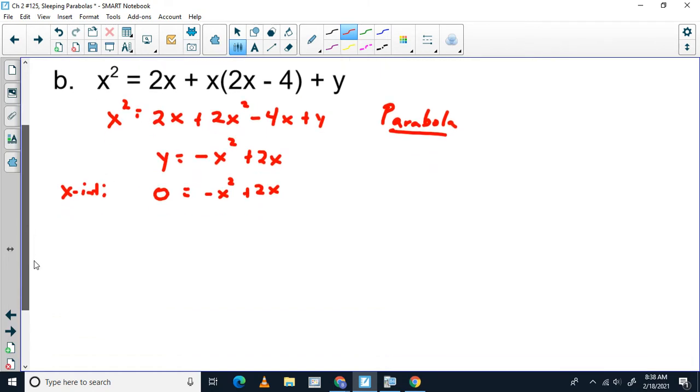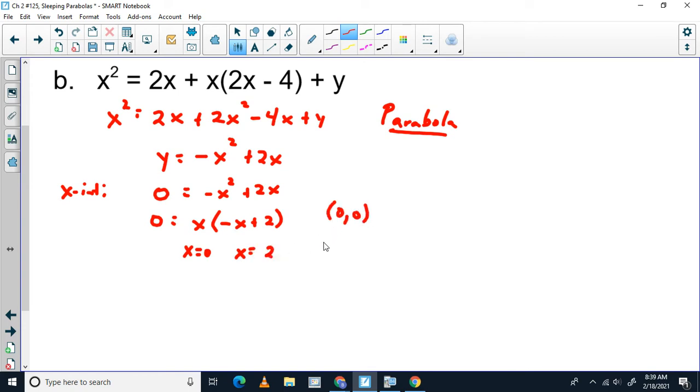So I'm going to try to factor this. The nice thing is this one has an x in common, so I'm going to factor out an x. When I do that, I'm left with negative x plus 2. So my 2 solutions here are when x equals 0 and when negative x plus 2 equals 0, which means if I subtract 2 and do the opposite, I'm looking at when x is 2. So my x-intercepts are at (0, 0) and at (2, 0).